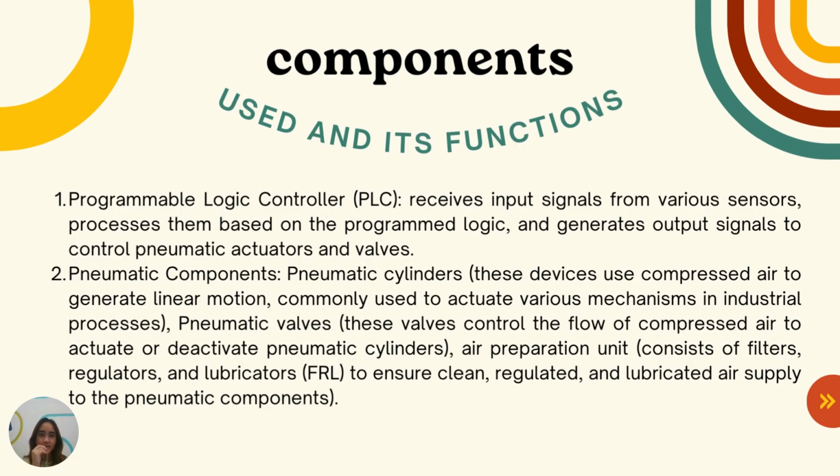The components used and their functions: first is the PLC itself. It receives input signals from various sensors, processes them based on the program logic, and generates output signals to control pneumatic actuators and valves. Second are the pneumatic components, which consist of pneumatic cylinders. These devices use compressed air to generate linear motion, commonly used to actuate various mechanisms in industrial processes. Also, the pneumatic valves. These valves control the flow of compressed air to actuate and deactuate pneumatic cylinders, and also the air preparation unit. It consists of filters, regulators, and lubricators, or the FRL, to ensure clean, regulated, and lubricated air supply to the pneumatic components.